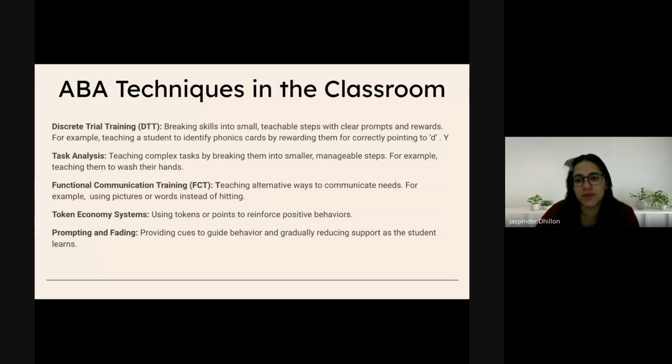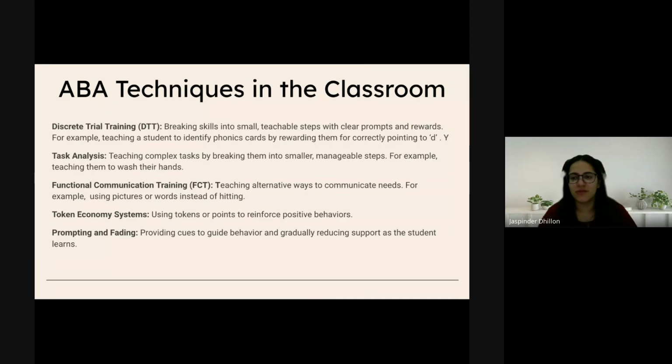For token economy systems, which we've looked at earlier, you're using tokens or points to reward the positive behaviors, which can later be exchanged for an activity or an item that the child would want. In prompting and fading, you would normally provide cues to guide behaviors, and once you see the child getting more familiar, you could gradually reduce the support as the child learns.